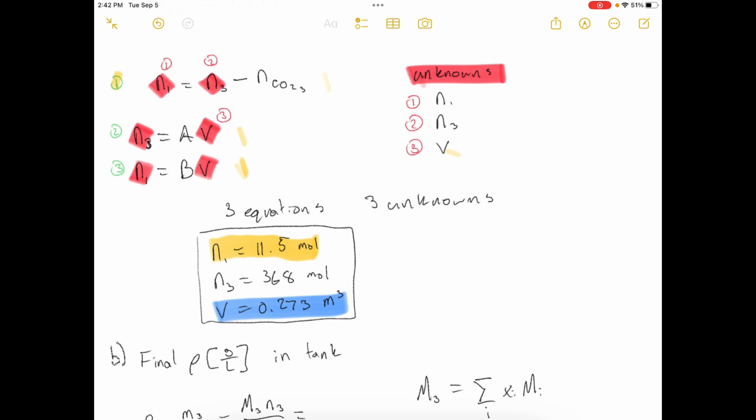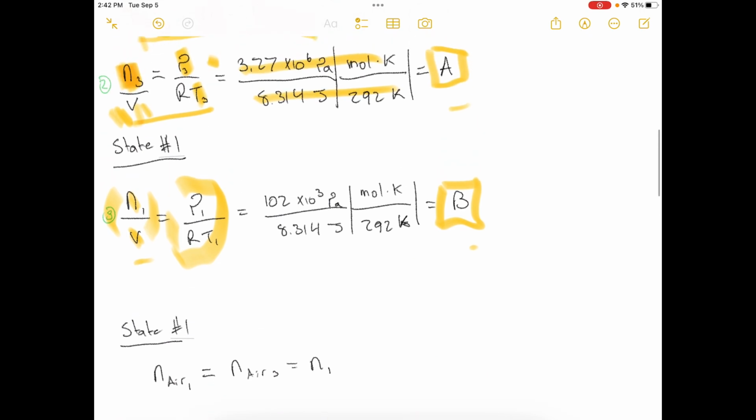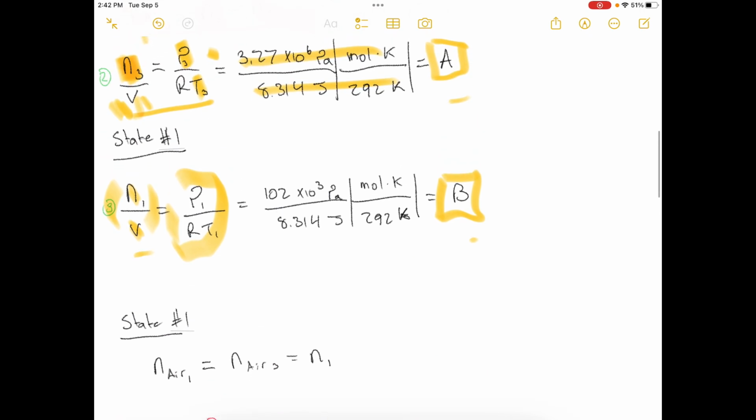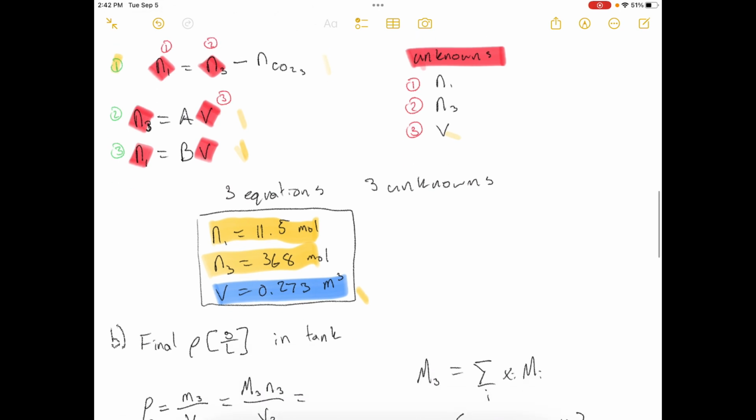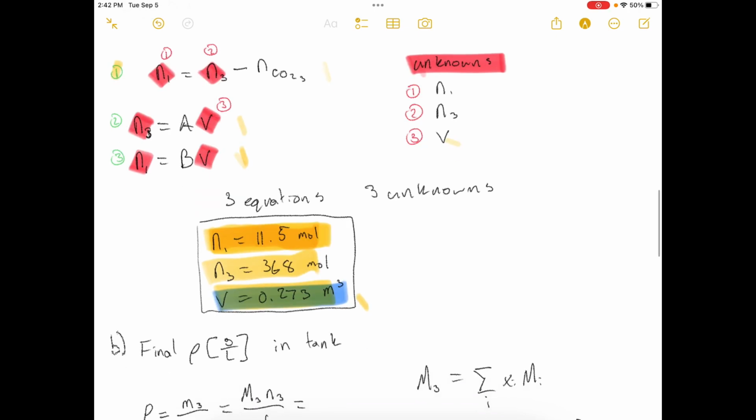We solve for the number of moles in both states, and then we also solve for what the volume is. What they asked us for in part A was how many moles of air were in the tank initially, N1. And we got that by solving for the volume as well.